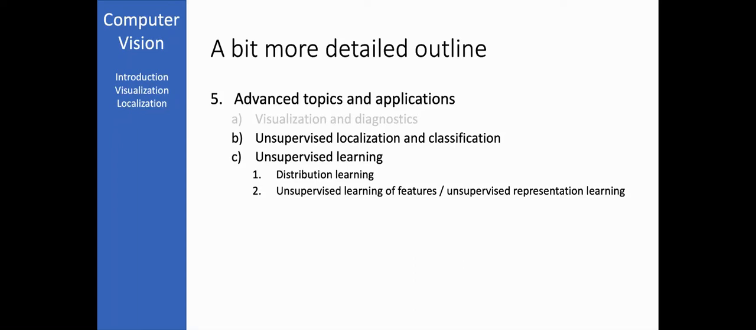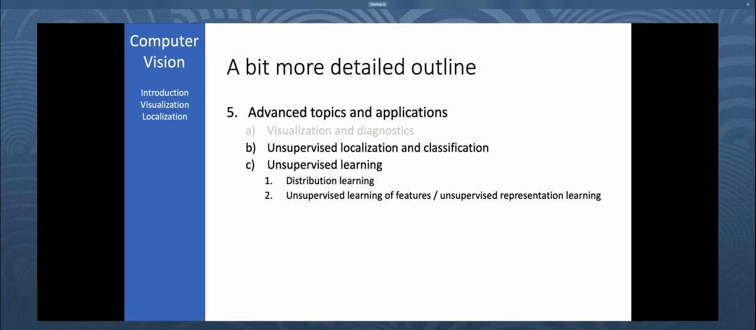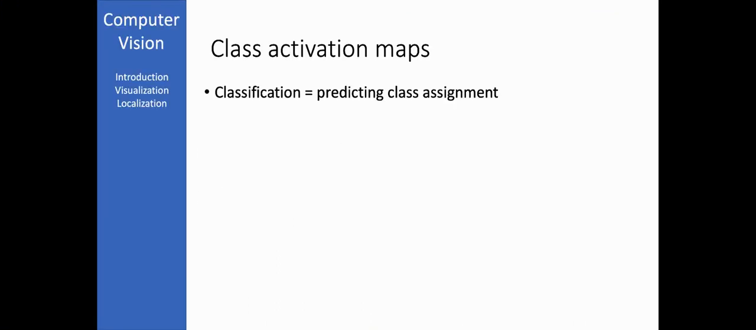In the second part, we will talk about unsupervised localization and classification. Okay. Now, we'll talk about something called class activation maps. What we've seen previously is that classification is equal to predicting class assignments for a given image. And we have also seen that localization means determining the location of an object.